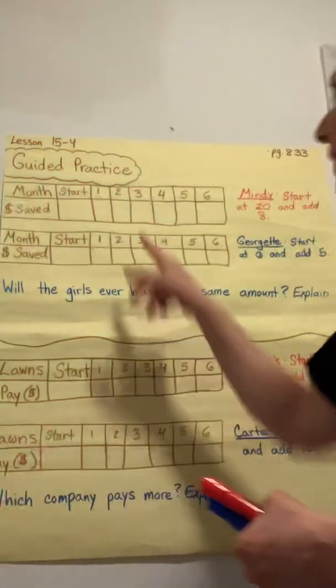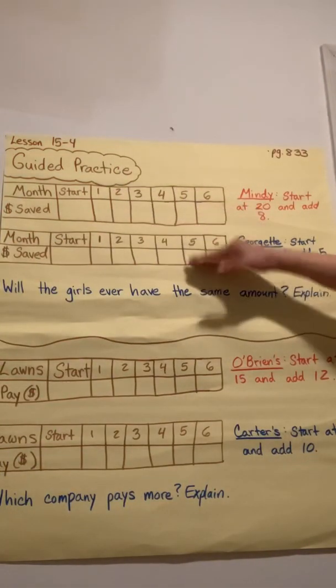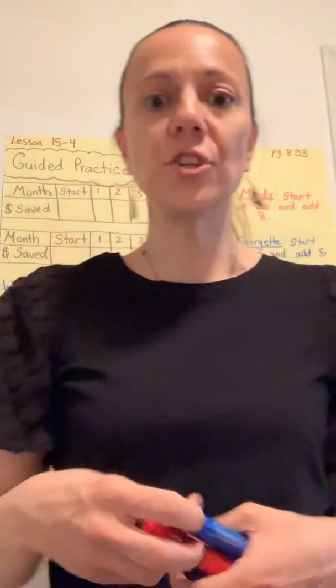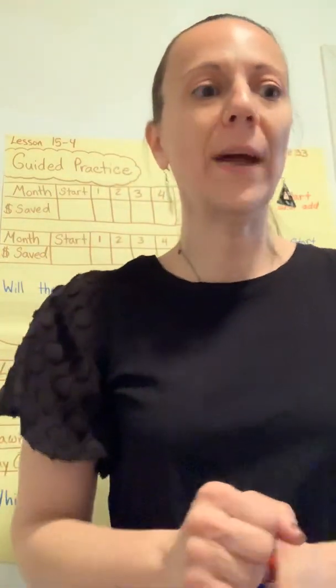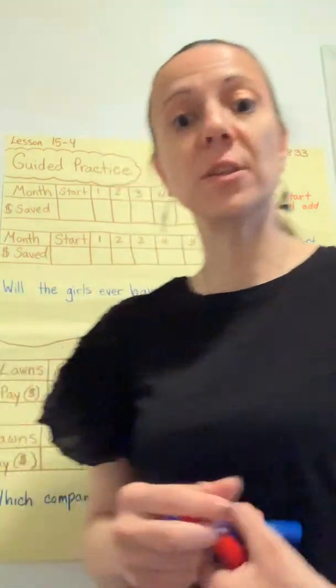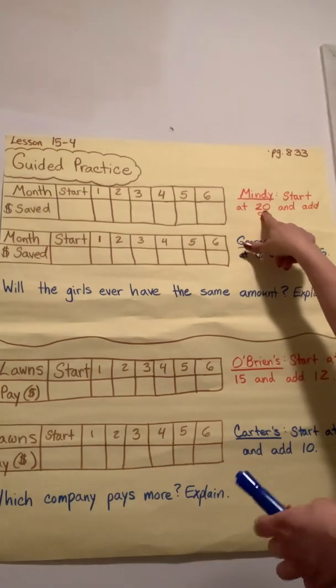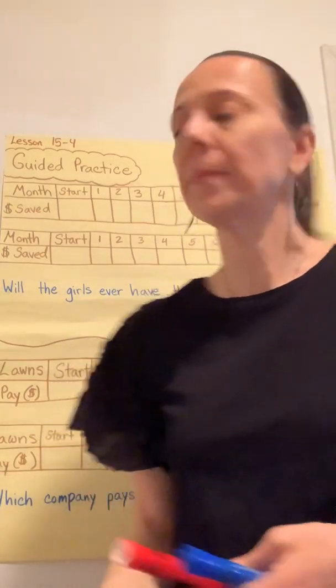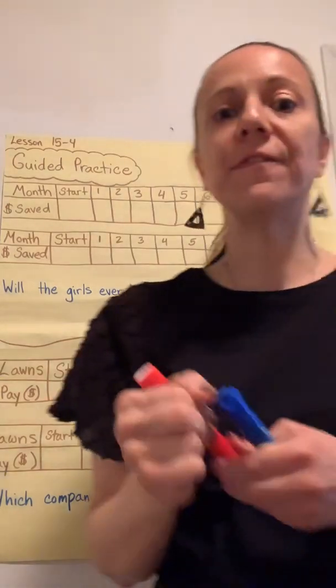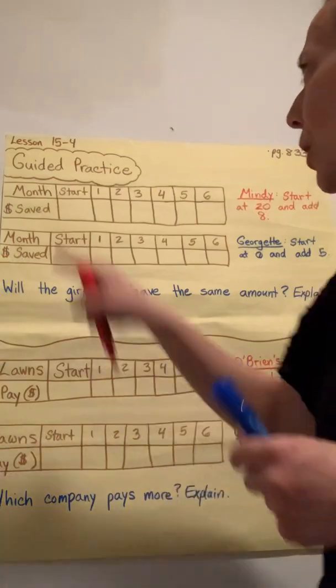So the basic problem here is asking me to graph money saved for two different people, Mindy and Georgette. And I can see here that it's kind of a complicated pattern because they both start at different places and they also both add a different amount each time. So the first thing I need to do here is, I answered number 1 for you already. You can certainly fill that in if you haven't already. These are the rules to the pattern based on the information in the problem. For Mindy, I need to start at 20 and then I need to add 8 each time. For Georgette, she's going to start at 0. She hasn't saved anything yet, and she's going to add 5 each time. Okay? And we're going month by month.